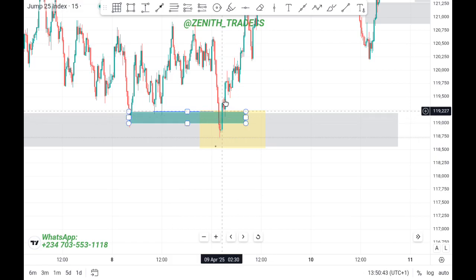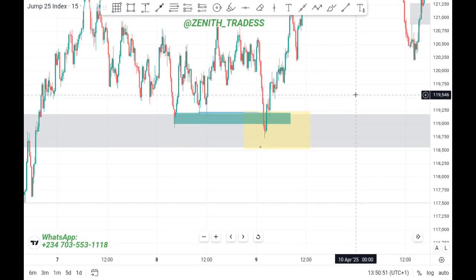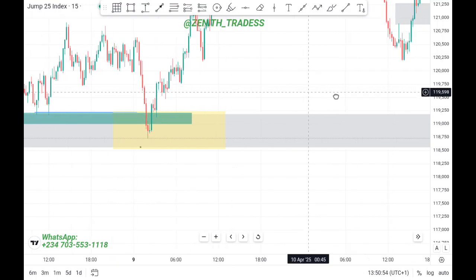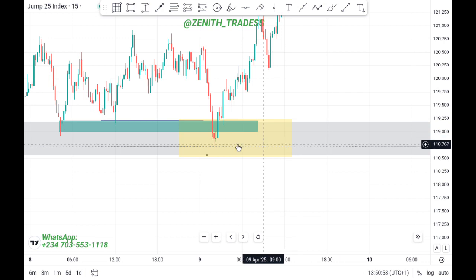So it got inverted. As it got inverted, it reclaimed it. That's what I mean by inverse. It reclaimed it and retested it. I believe you can see. So this is reclaim block. Once it got reclaimed, just wait for a retest of that block. Simple as that.